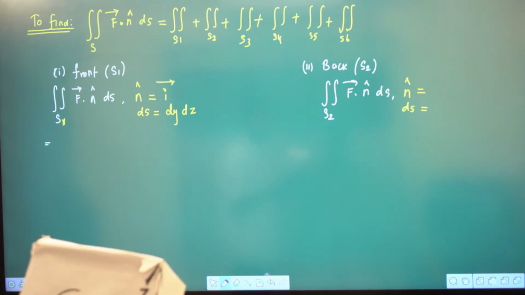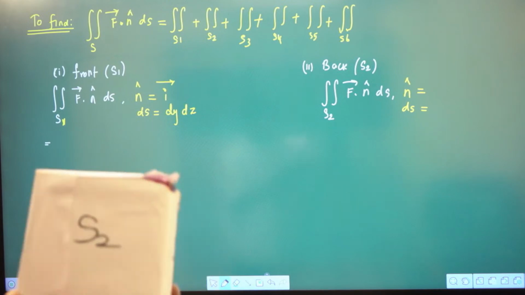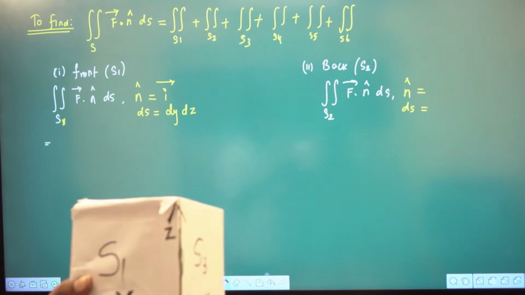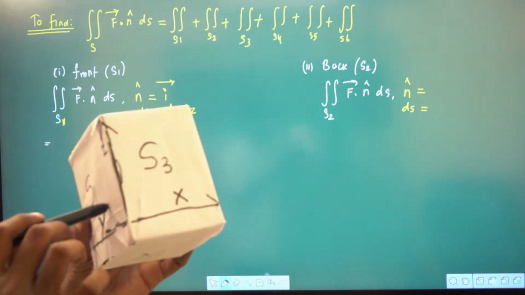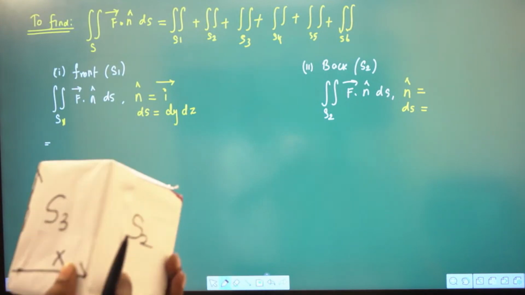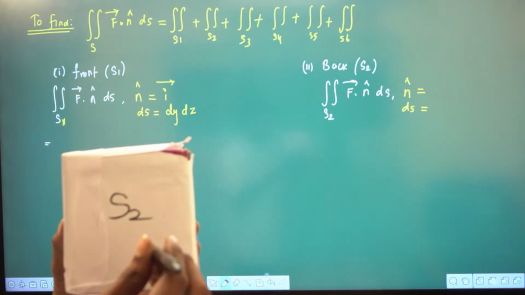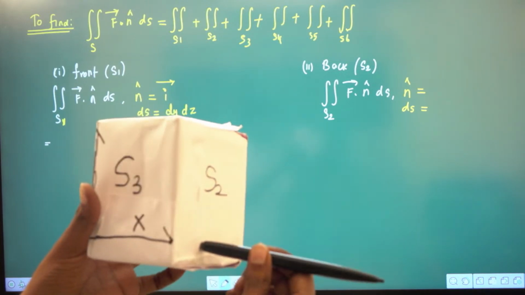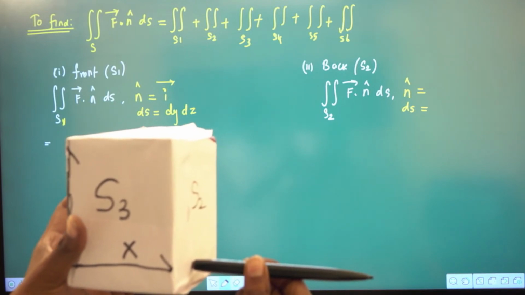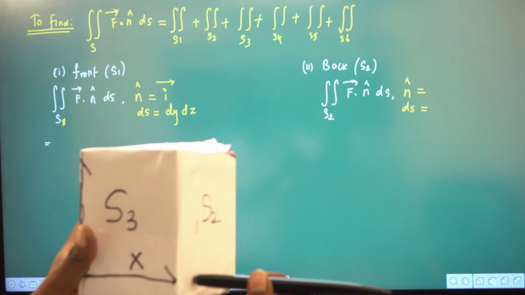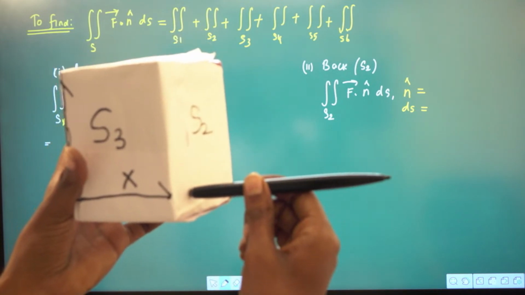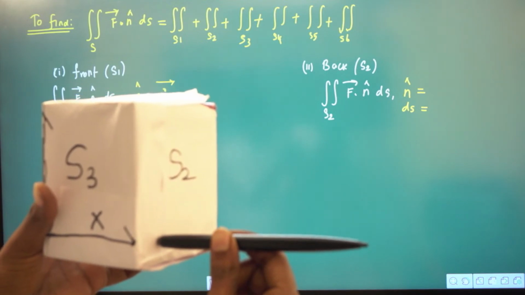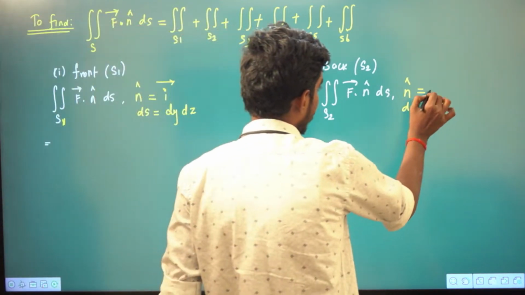Okay. Now similarly, let us take a back face. I'm making a back face S2. We know for the front face, your n cap is the same as the x-axis. Now for the back face S2, again you draw a unit normal vector. Now you can see again this is the same as the x-axis, but in the opposite direction. So your n cap will be minus i vector.